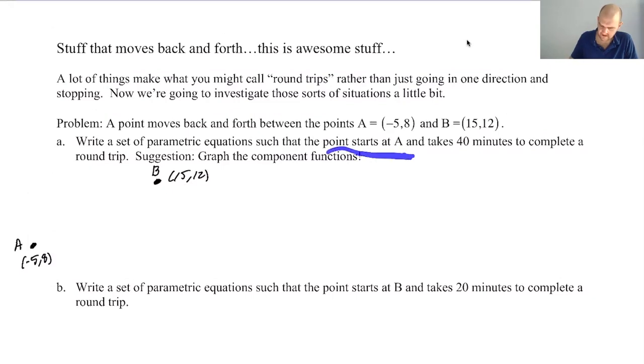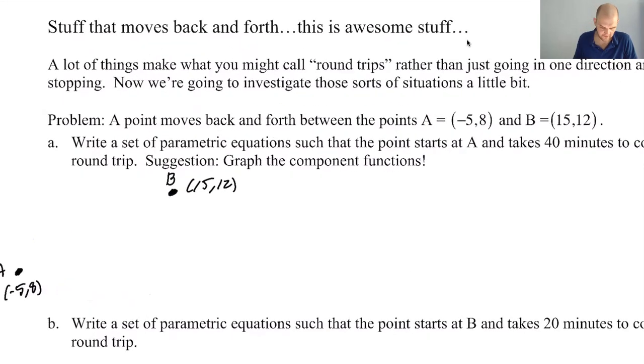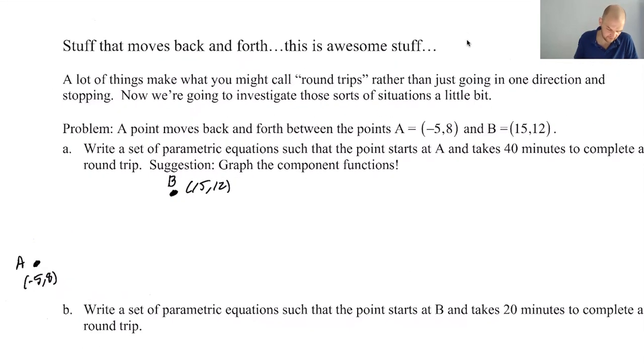And the first thing we're going to do is start at the point A. It's going to take 40 minutes to make a round trip, which means you're here at 0, and then you go here and back, and that all takes 40. So the assumption we have to make is that we get to B halfway through. If we're here at t equals 0, we're going to be here at t equals 20, and then back here again at t equals 40, because that's a round trip.